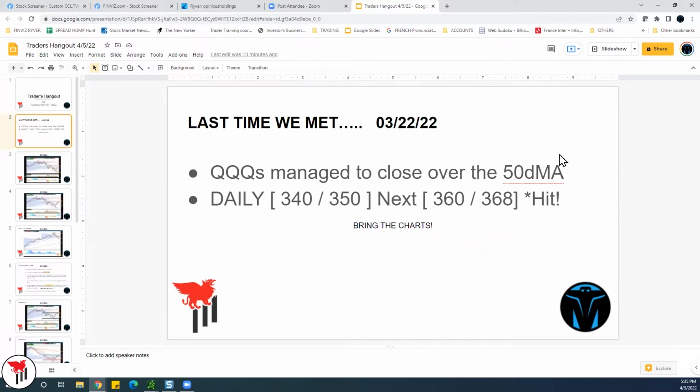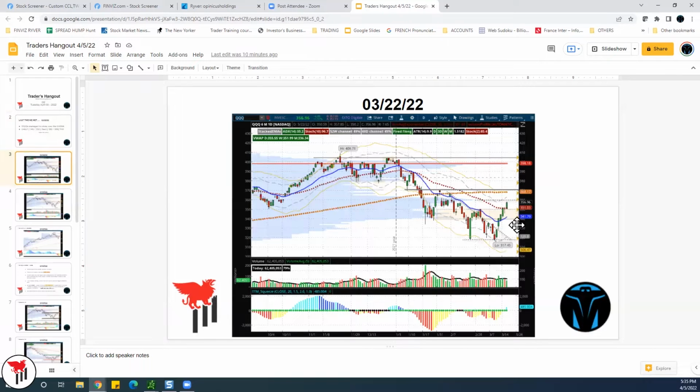And we were talking about the Qs. They managed to close over the 50-day MA. And we have a daily range that we were looking at before, 340, 350. Keep those in mind. And then we said the next move should be 364, 368. And that was hit. Okay, so this is where we were pretty much last time we spoke and we identified this area of support.